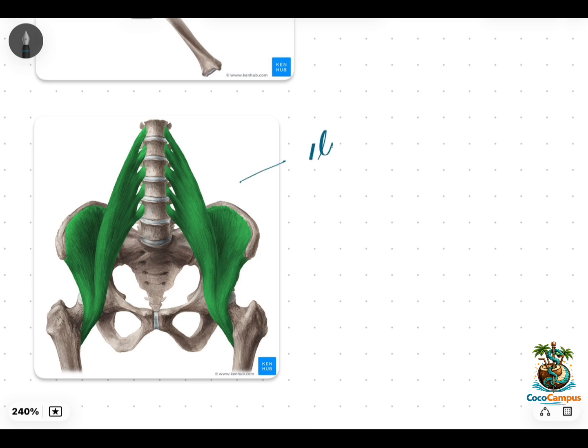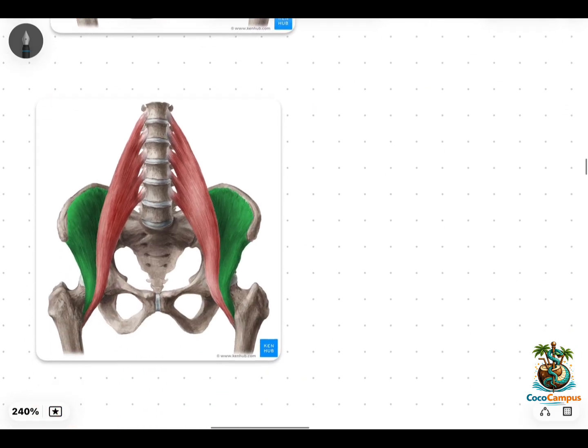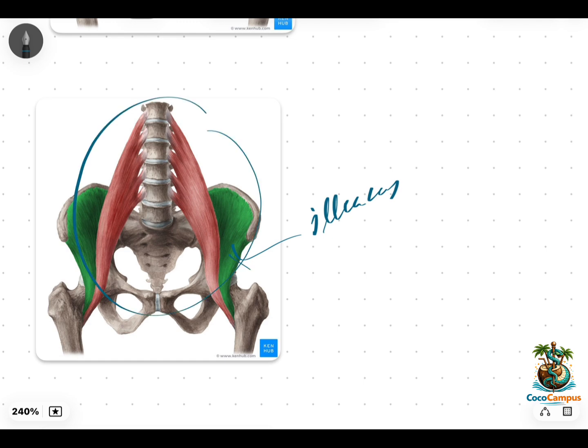Thinking of the iliopsoas muscle, let us look at the psoas major. This is your psoas major muscle, and this right here is your iliacus muscle. Let us look at their origin. Their origin is at T12 to L5 and the iliac fossa.